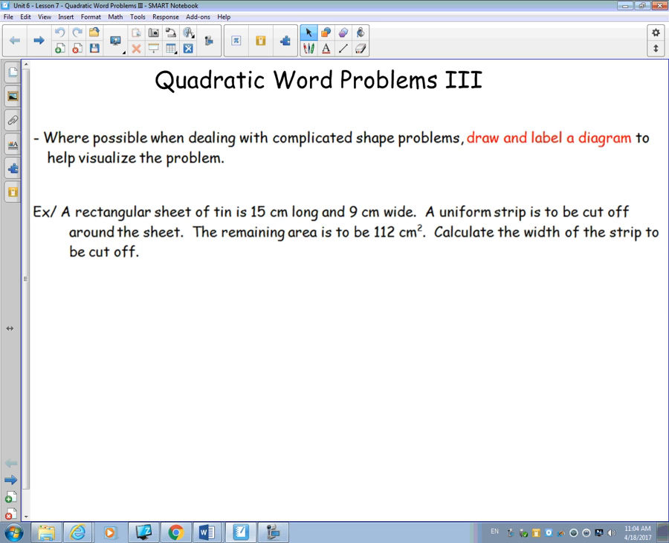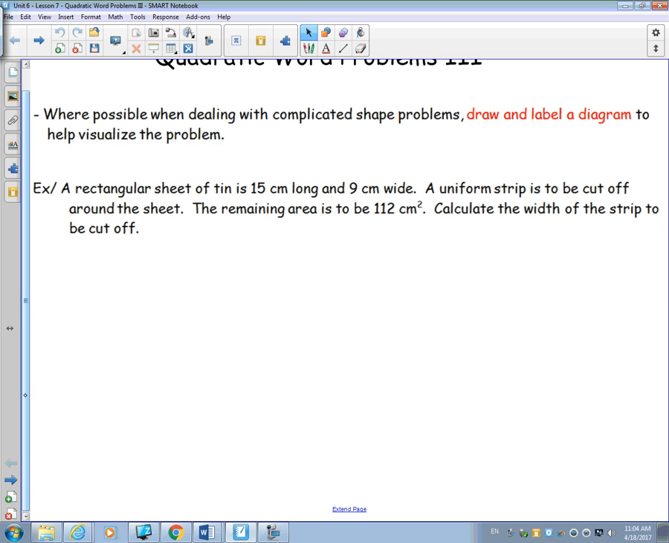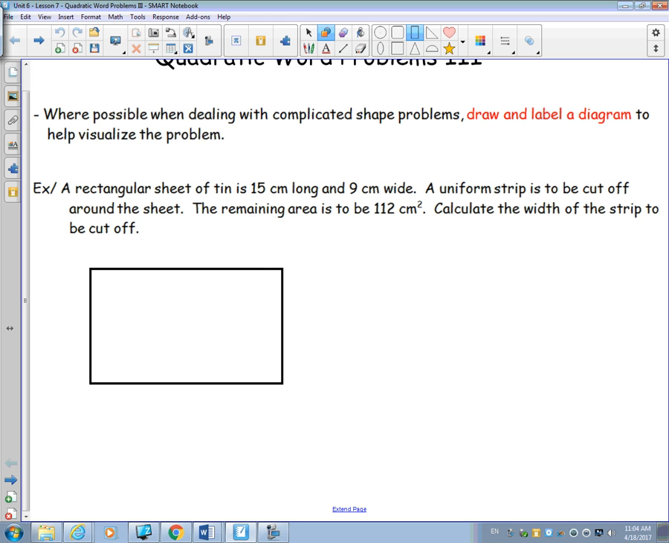Okay. Because these are sort of a complicated shape, my suggestion is we should try drawing a diagram whenever possible. And we've got just some examples today. So we have a rectangular sheet of tin, 15 centimeters long and 9 centimeters wide. So if we draw that, get ourselves a rectangle here. Okay, we know it's 15 centimeters long, and it's 9 centimeters wide.